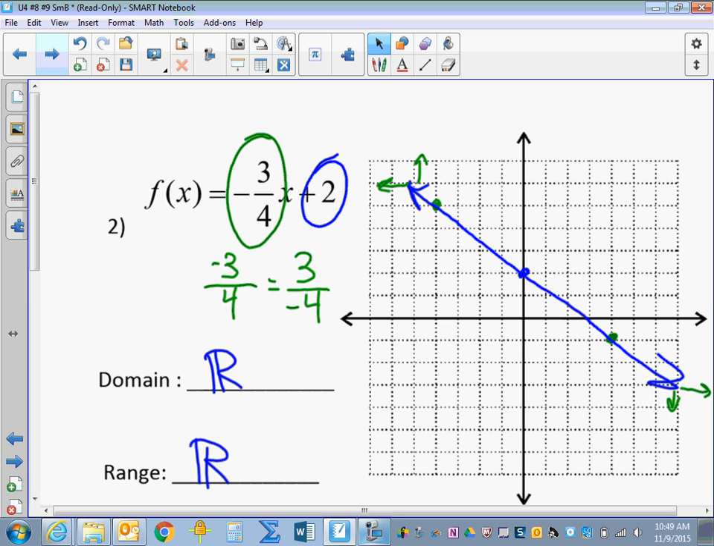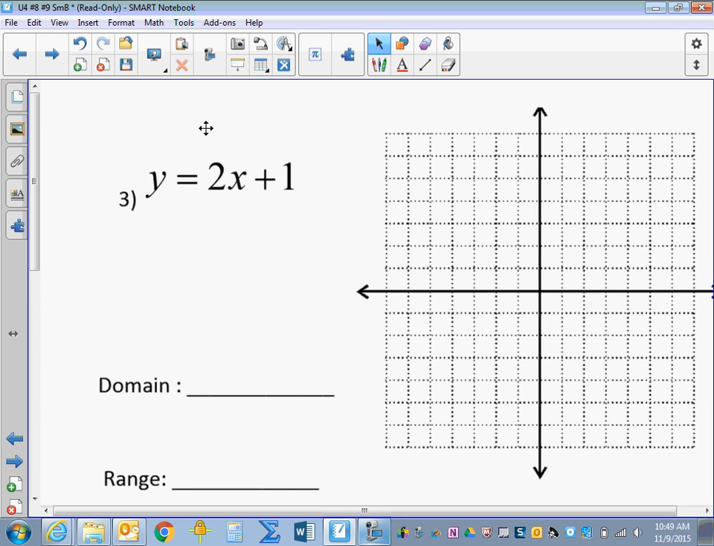All right, go ahead and flip to the inside. I want you to try number 3 and number 4 by yourself, or with the person next to you. You can work with your partner next to you. Why don't you try number 3 and number 4?